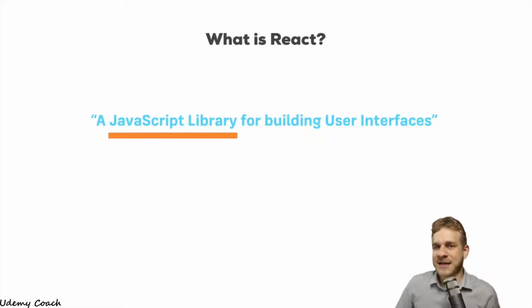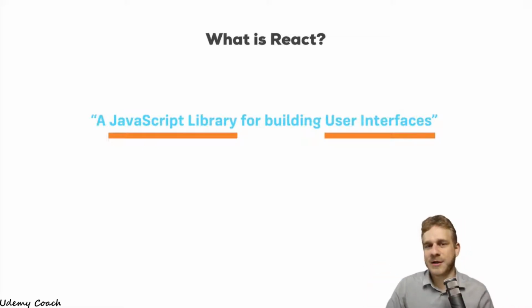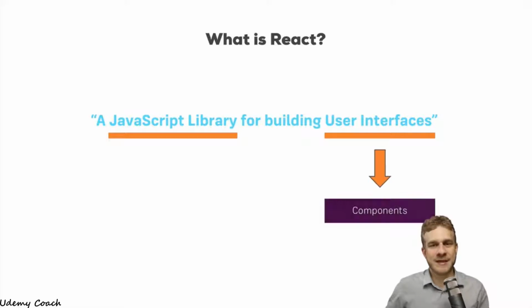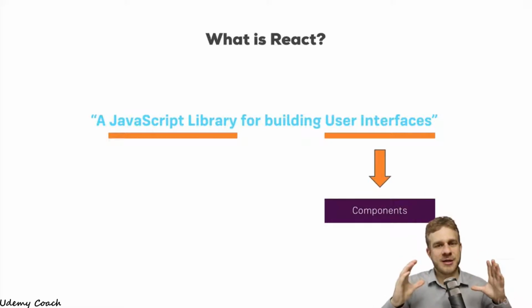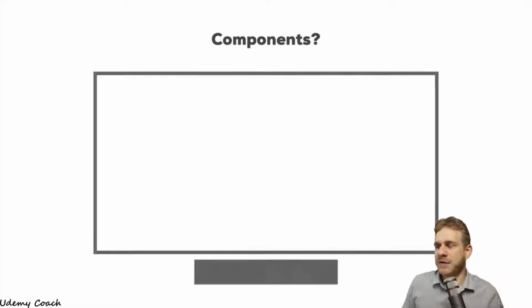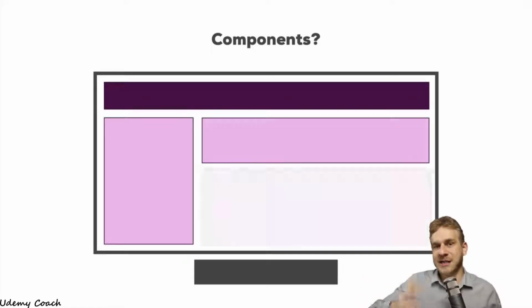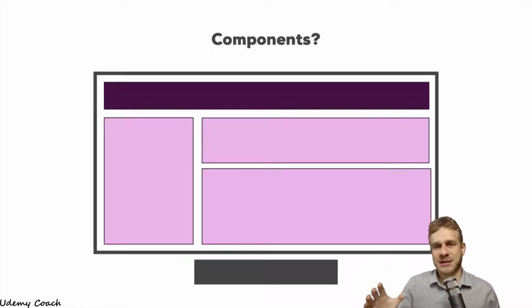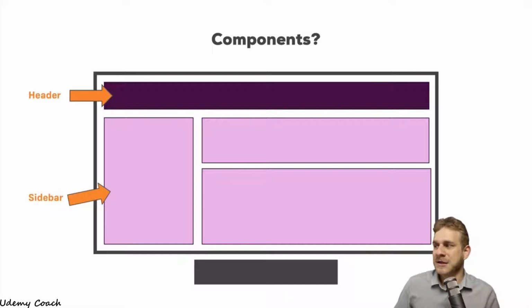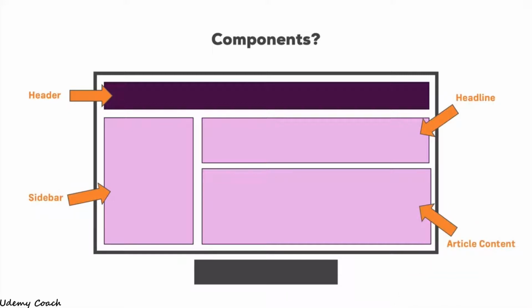The other important part in that sentence is the user interfaces part. User interfaces are basically what the user sees, and React is all about using components for building these. If you think about it, you can split up any web page into components. Here's an example. This is just any random web page we can think of. We might have this header area, a sidebar, and then on the right some content. Now we clearly can split this up into components. We would have a header component, a sidebar component, and then a headline and an article content component.